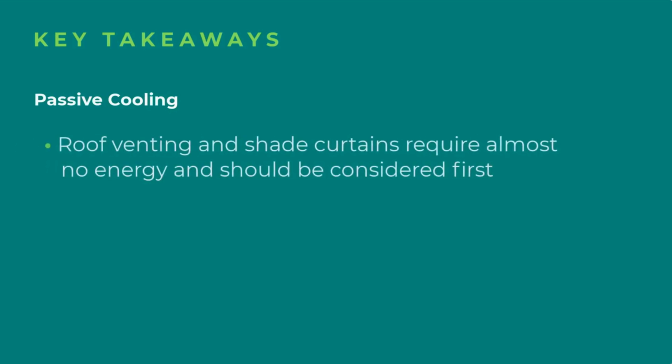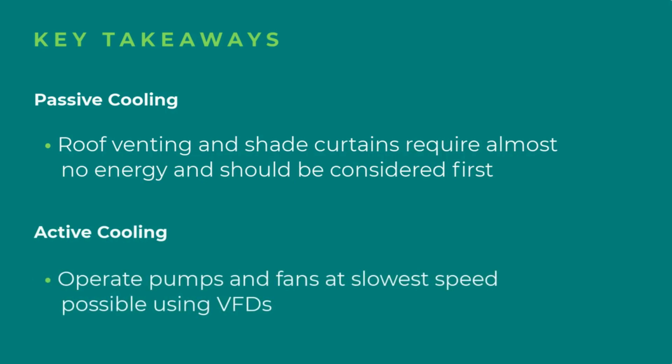So, to recap, passive cooling strategies such as roof venting and shade curtains require almost no energy at all and should be considered first. If active cooling is necessary, operate pumps and fans at the slowest speed, using VFDs to maintain the desired temperature in your greenhouse.